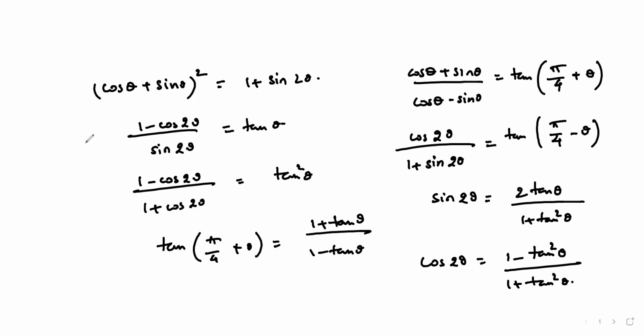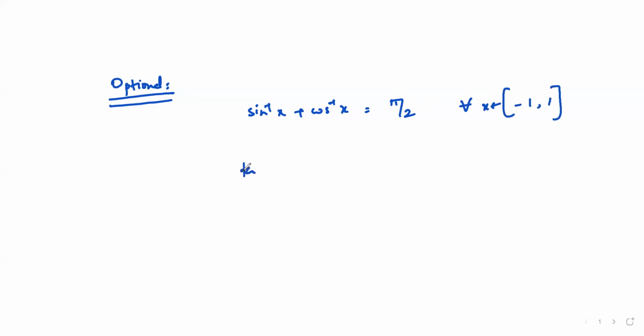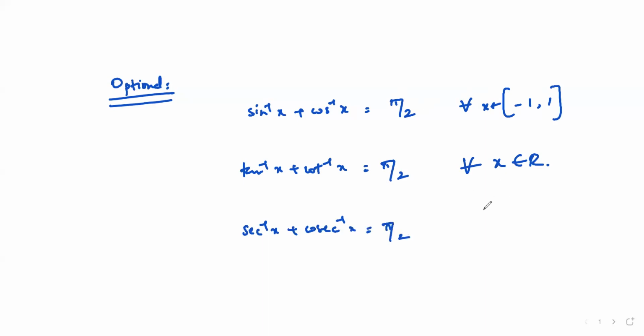Next, what I am going to discuss is purely optional. Just keep in mind, if required, use it, otherwise leave it. That's all. Sine inverse of x plus cos inverse of x is equal to pi by 2, for all x belonging to -1 to 1. Tan inverse of x plus cot inverse of x is equal to pi by 2 for all real values of x. Secant inverse of x plus cosecant inverse of x is equal to pi by 2 for all x belonging to -infinity to -1 union 1 to infinity.